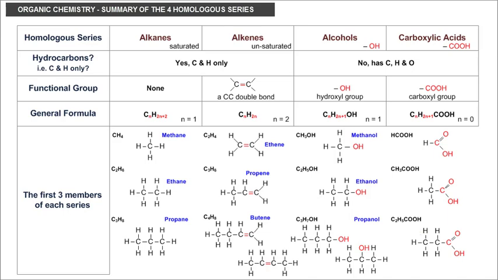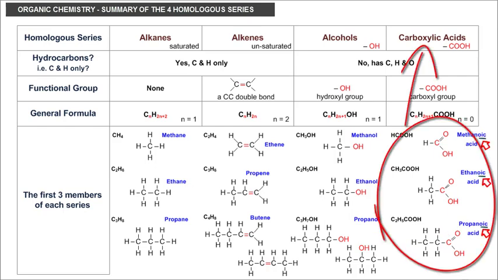As for their names, the carboxylic acids group ends with oic. The first member with 1 carbon atom is called methanoic acid, with 2 carbon atoms ethanoic acid, and with 3 carbon atoms propanoic acid. The ending, that is the suffix oic, indicates that it's a carboxylic acid.